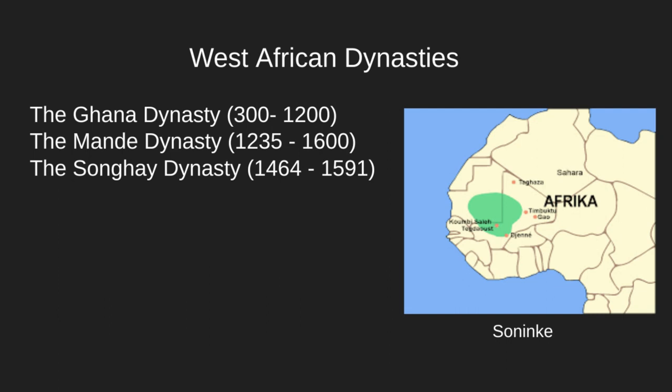Now you can see here on this map, you can see where Timbuktu is, and Djenné. Djenné is also another great site of learning with vast libraries as well, and both of them, as well as Gao, which became the capital of the Songhay dynasty, are located on the Niger River in West Africa.